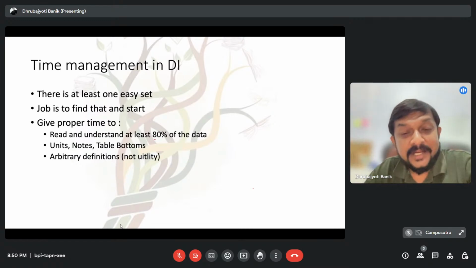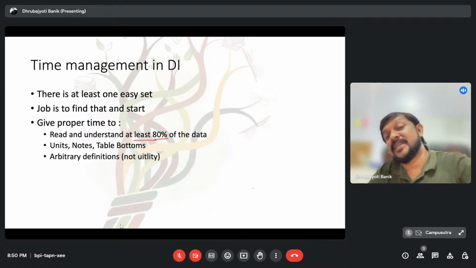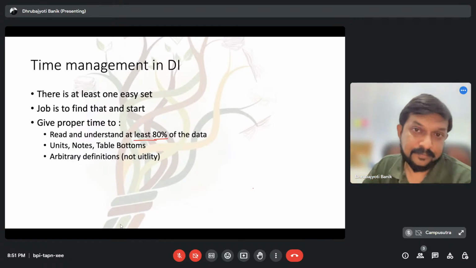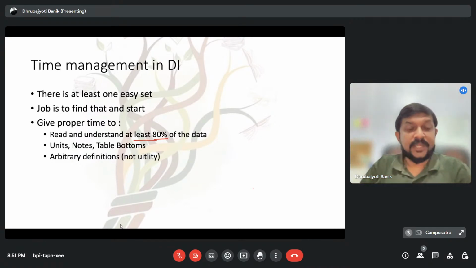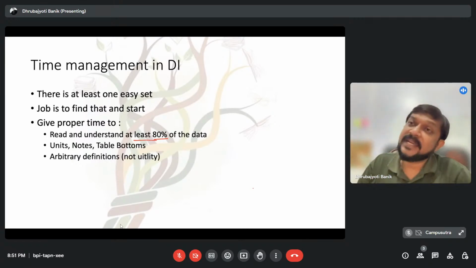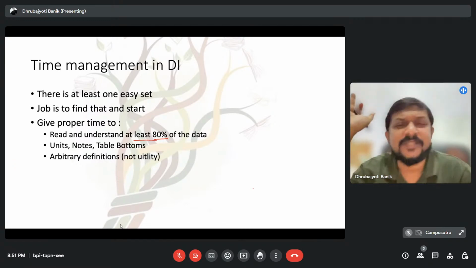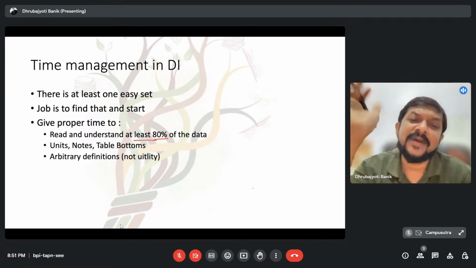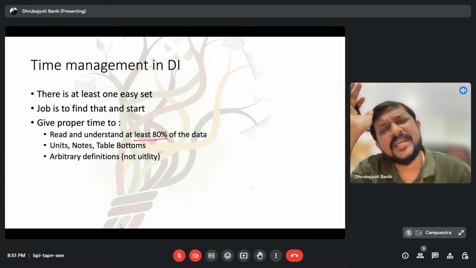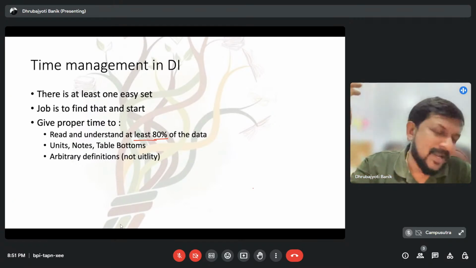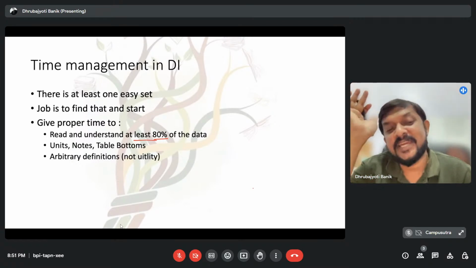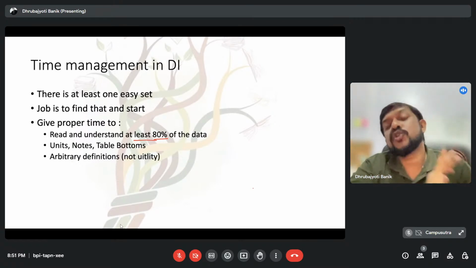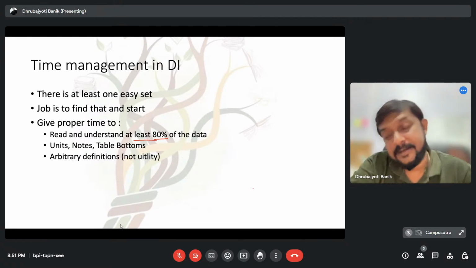If you don't understand at least 80% of the data, अगर आपको डेटा ही समझ में नहीं आ रहा है, ठीक है, कभी कभार होता है कि आपको डेटा ही समझ में नहीं है, डायग्राम ही कुछ अजीब सा है, और ये डायग्राम आप पहली बार देख रहे हैं, whether that set was easy or not, you are lucky, unlucky, it does not really matter. But if you have not understood at least 80% of the data, you should not start a DI set.